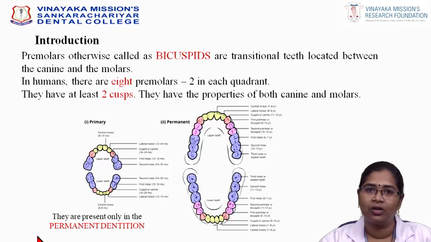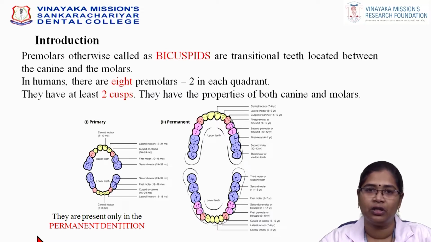Premolars are otherwise called bicuspids or transitional teeth, located between the maxillary canines and the molars. In humans, there are 8 premolars, 2 in each quadrant. They have at least 2 cusps in each premolar. They have the properties of both the canine and the molars.